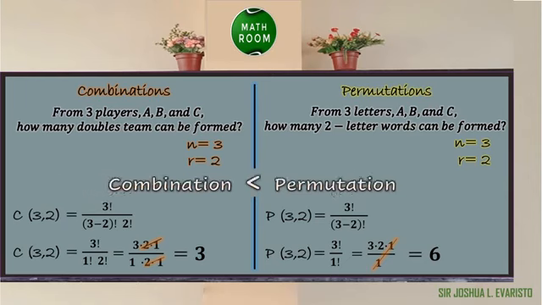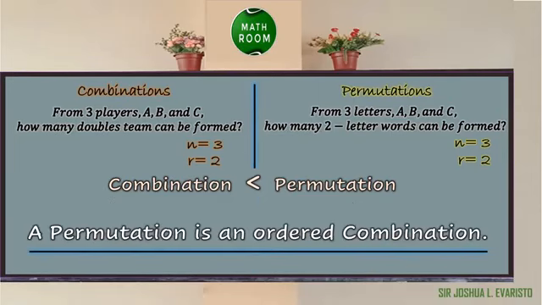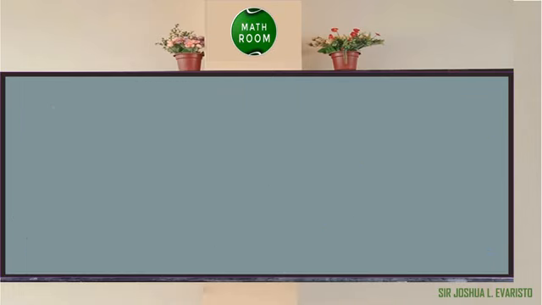That's great! When it comes to combinations and permutations with the same values of n and r, combination is less than permutation. And I want you to remember that a permutation is an ordered combination. Visualizing each problem first will help you determine if the problem is about combination or permutation.